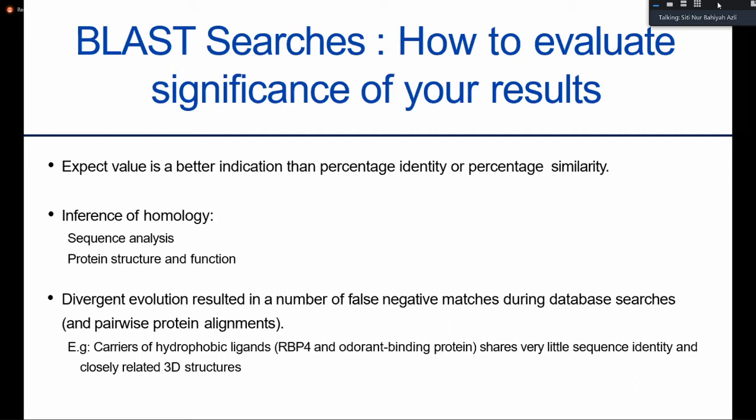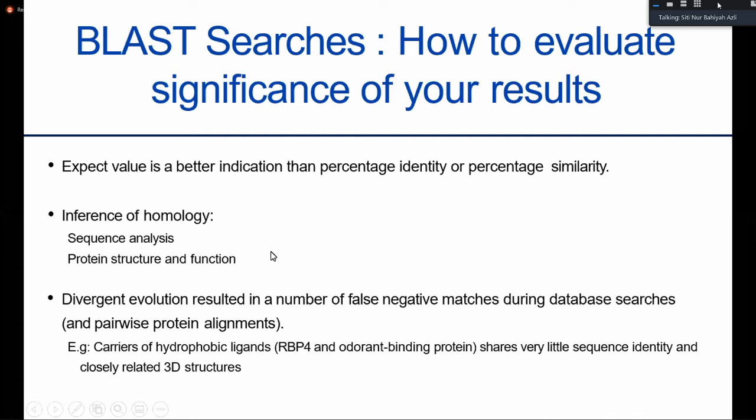So in BLAST searches, how do you evaluate the significance of your results? Firstly, look at the E value or the expect value, because most of the time it is a better indication than percentage identity or percentage similarity. Don't be surprised if your E value is statistically significant, lower than 0.05, but with an identity of probably 20% or similarity of 15%. It's possible to happen. You can also produce an inference for homology from the sequence analysis and the protein structure and functions.